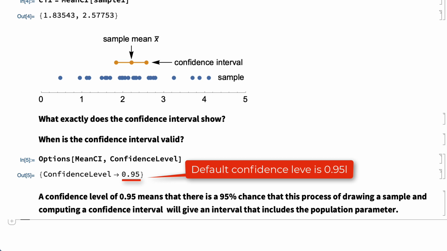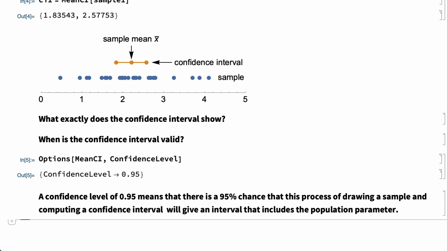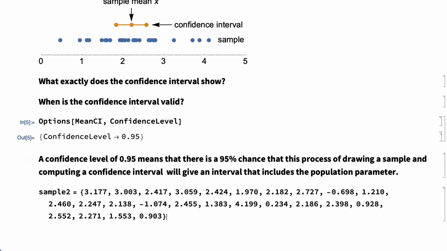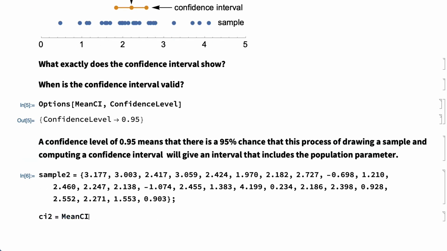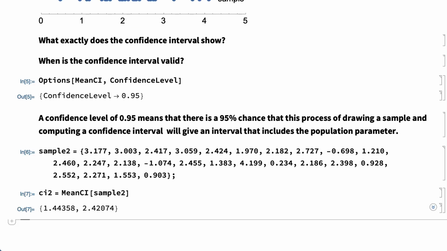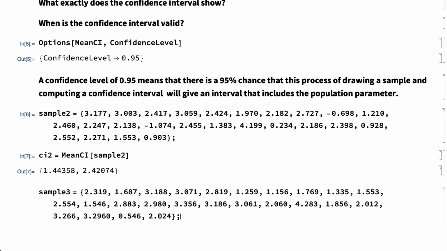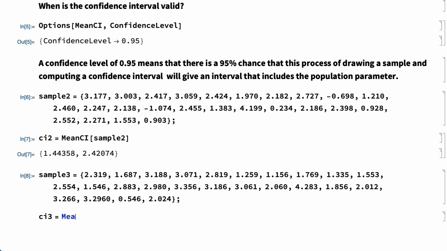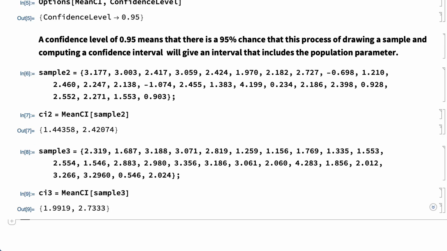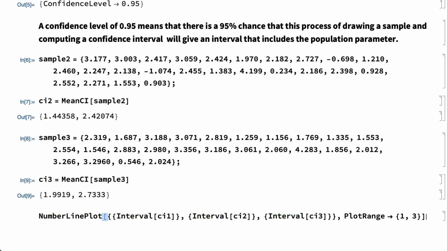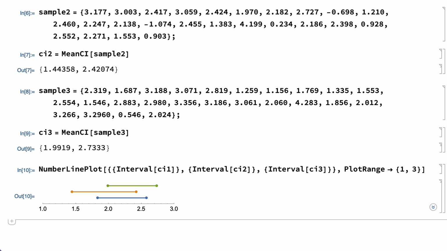To help explain more clearly what that statement means, note that each random sample from the population will give a different sample mean and a different confidence interval. For example, here is another random sample from the same population, which gives a different confidence interval, and here is a third random sample, still from the same population, and a third confidence interval. And here's a number line plot showing all three confidence intervals. This process can be repeated to compute more intervals.